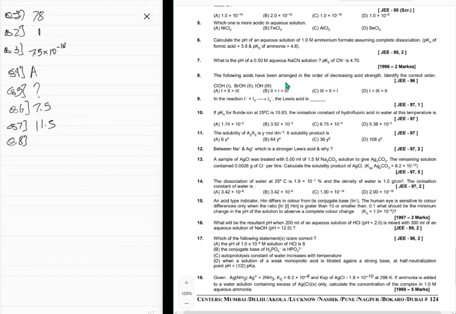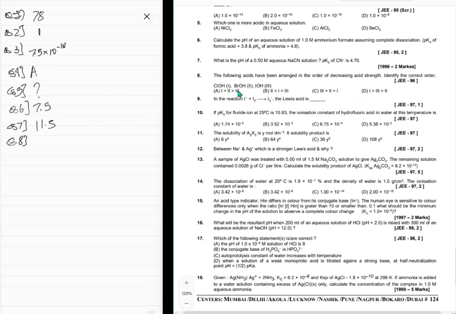Okay, the following acids have been arranged in the order of decreasing acid strength. Identify the correct order. Order of decreasing acid strength. Identify the correct order. Have been arranged, what does that even mean? I think they mean have to be arranged. And then finding whatever. I think in the options they mean have whatever.